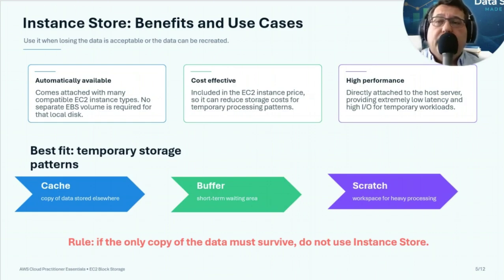The rule to remember is simple. If the only copy of data must survive, do not use instance store. Instance store is appropriate only when the data is temporary, replaceable, replicated elsewhere, and easily recreated.